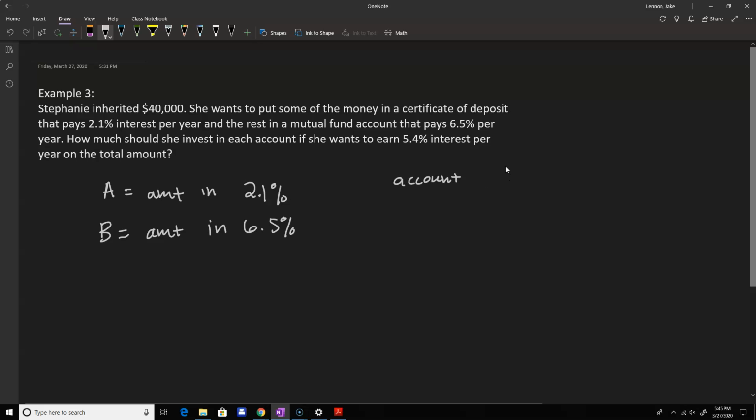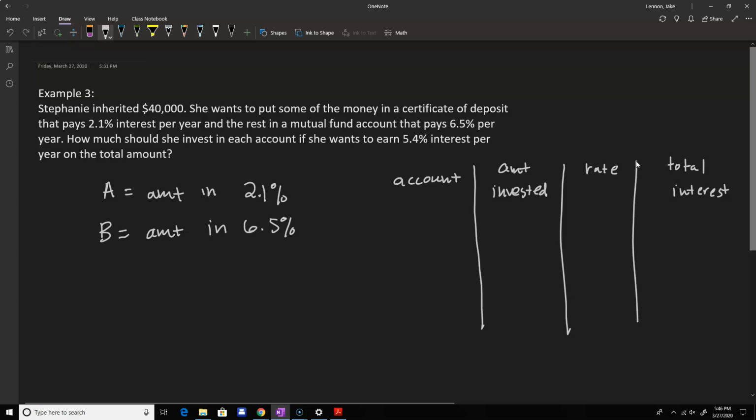Again, we could make our chart if we want: account, amount invested, the rate, and the total interest. This is typically what we use, though you could use it for any of the problems. So we have account A, account B, and then the total. A dollars is invested in account A, B dollars is invested in account B, and the total invested we know is $40,000, which would also have to be A plus B. So that is going to be our equation relating the two.